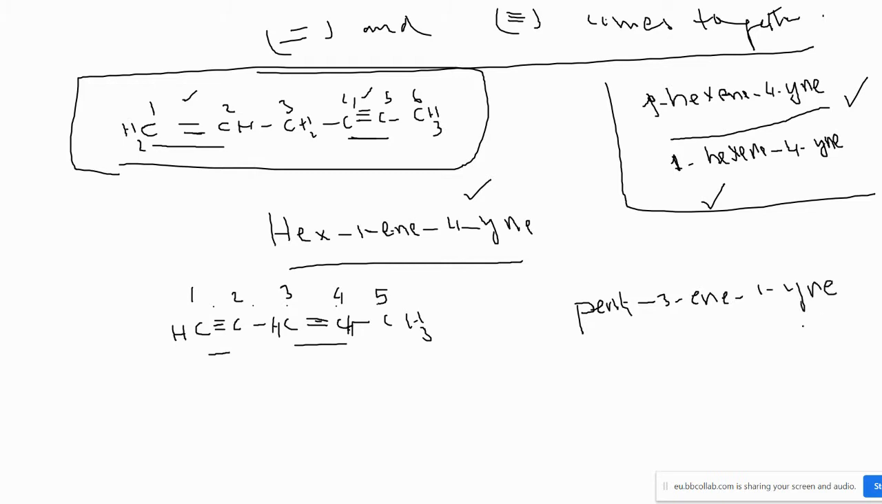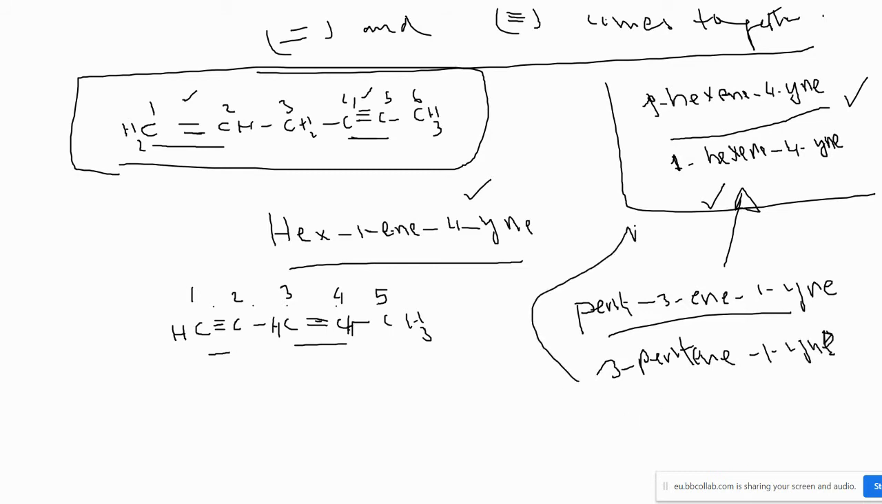Ene should be first, followed by yne. The position does not matter in the naming, okay? The numbering you should do accordingly. Or if you want, it can be 3-pentene and dash 1-yne, like this. But it is okay. This is a rare case.